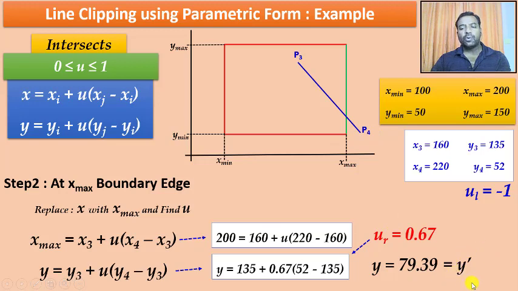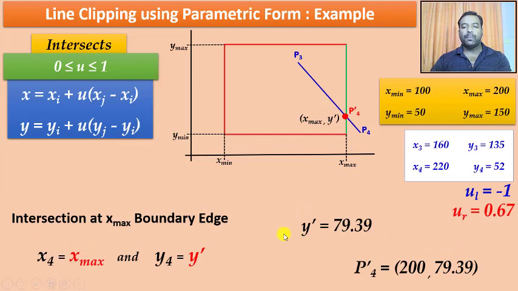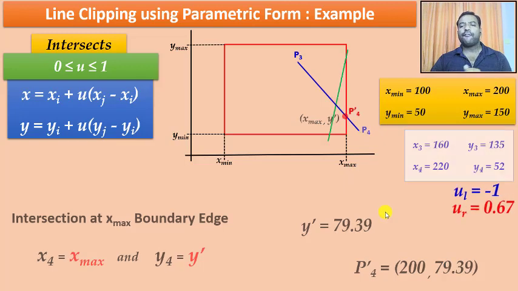Fine. And so now I know the new value of y, and I know the new value of x, that is x maximum, because the intersection is at the edge x maximum, or the right edge. Hence right now I am going to find a new point P4, which will be made up of x maximum and y dash. Hence x4 should be replaced with x maximum and y4 should be replaced with y dash. Now the new point becomes 200, 79.39. The old value was 220 and 52. Now it has been changed to these two new values, and this is the intersection point P4 dash. Is it clear? So now with this I have found the intersection point.